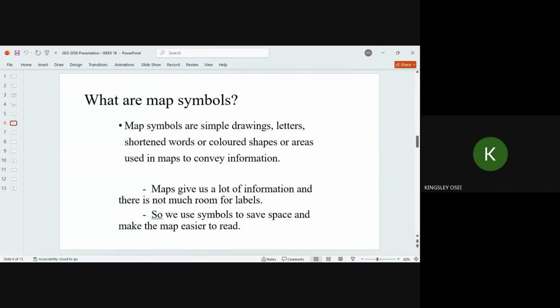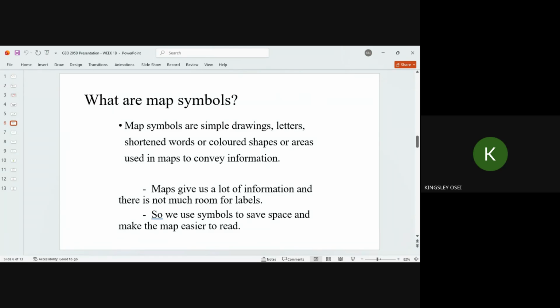A map symbol is basically a simple drawing, letters, shortened words, or color shapes or areas used in maps to convey information. Maps give us a lot of information, and there's not so much room for labels, meaning that it's not everything that we will attempt to write. If you say this one is a river, then you write river, maybe together with its name.